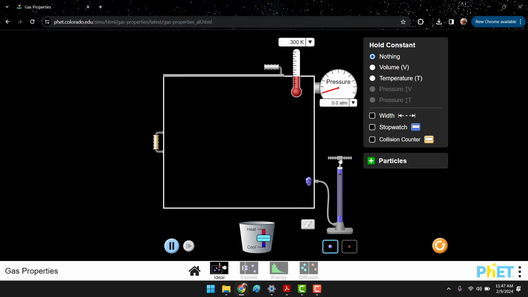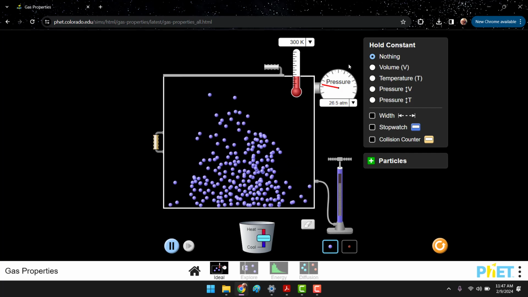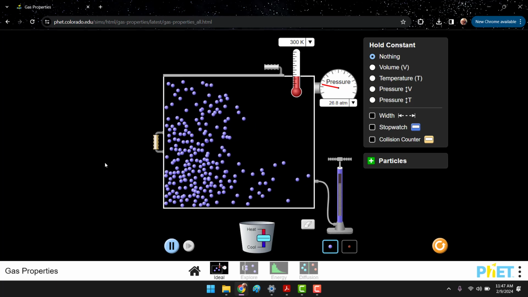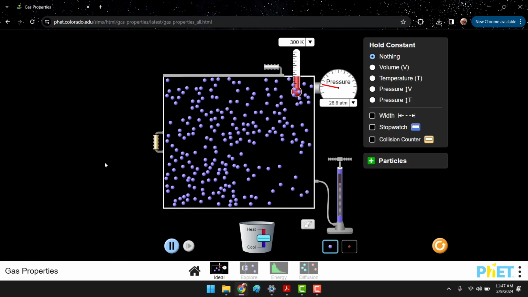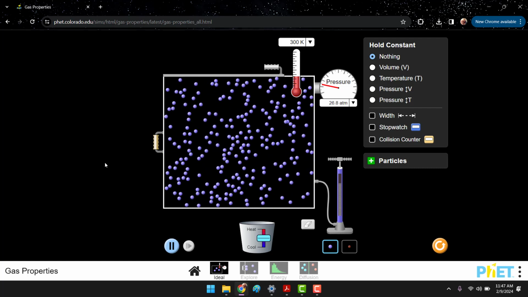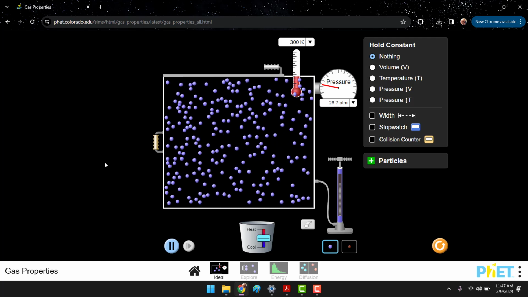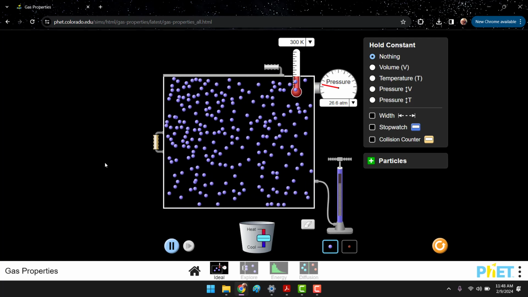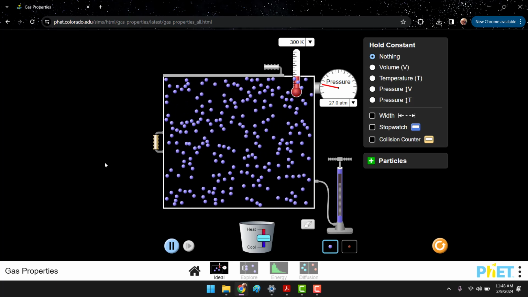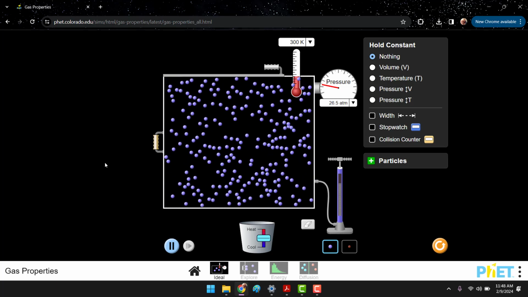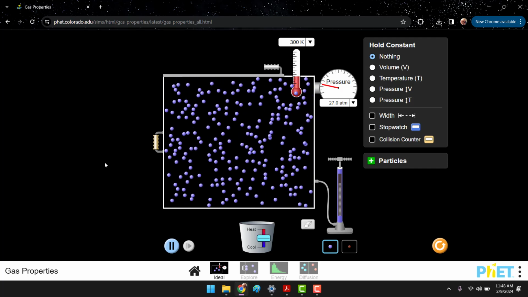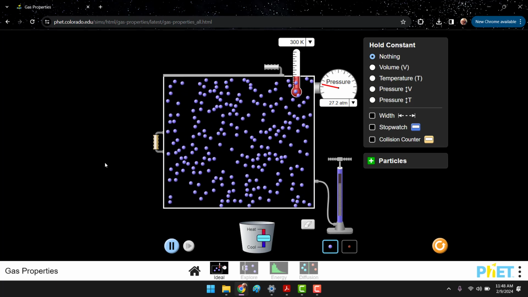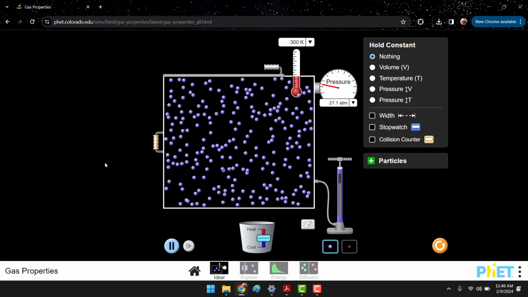All right, now one more thing I want to show you. Let's get some more gas in here. Now we're going to adjust the pressure, but we're going to adjust the pressure by either adding gas molecules or letting some gas molecules out. So again, if pressure has to do with number of collisions and strength of collisions against the sides of the container, what's going to happen if I let some of those molecules out? Will the pressure go up or down? So I'm going to let some of these gas molecules out. Does pressure increase or decrease?